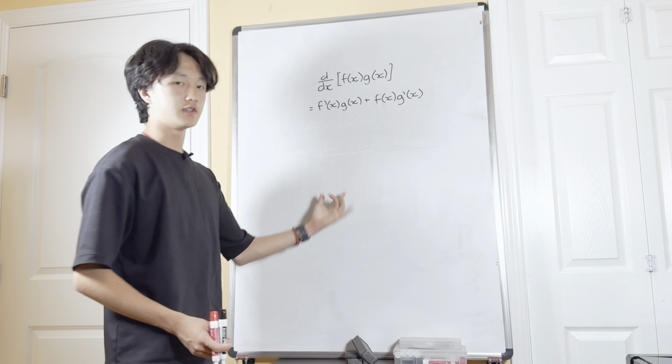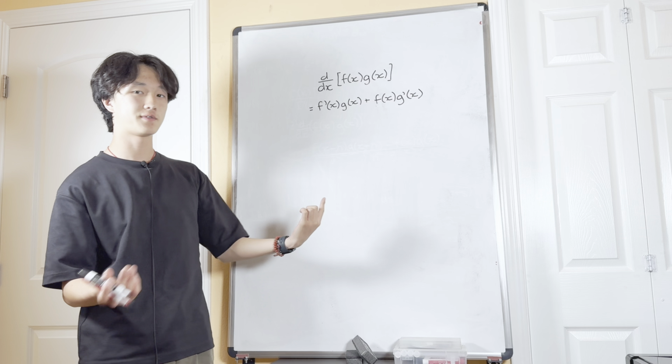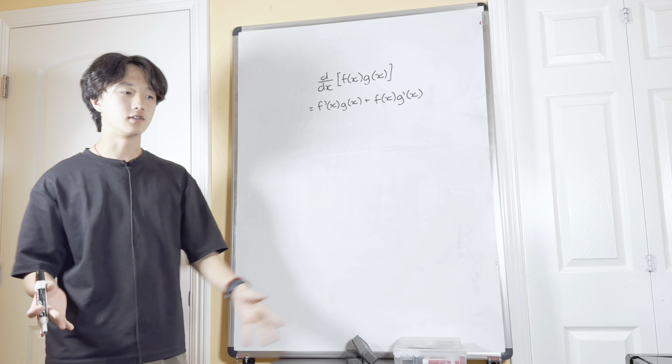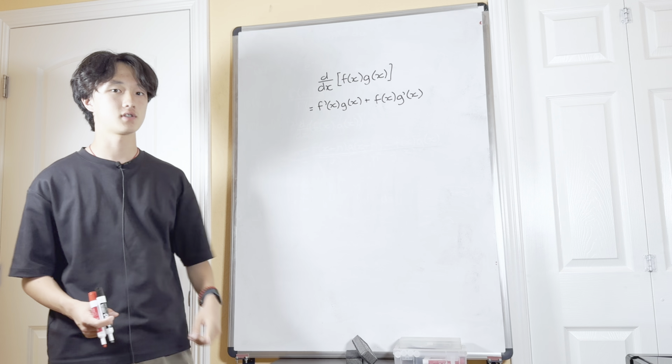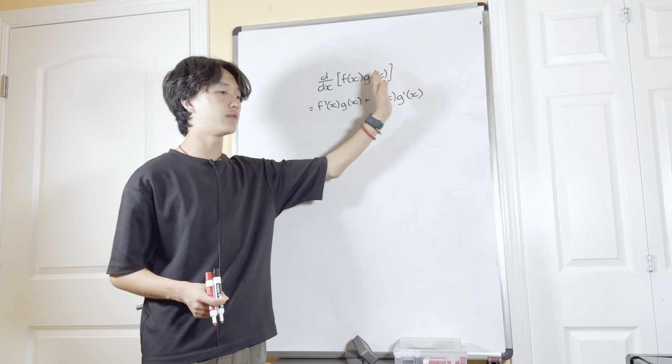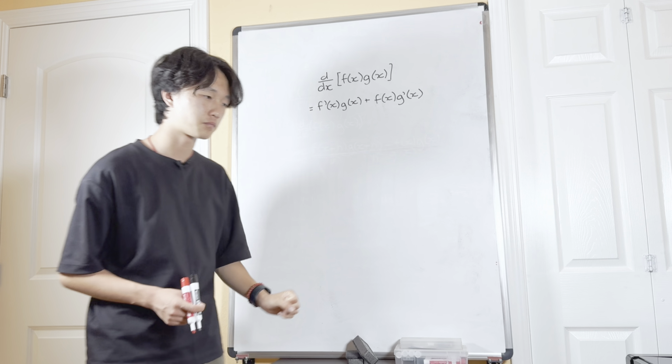How do you take the derivative of a product of two functions? Say you had two functions, f of x and g of x. Well, you know that you would just apply the product rule, which is the derivative of the first function times the second function, plus the first function times the derivative of the second function, right? So it kind of alternates right here, where you take the derivative.